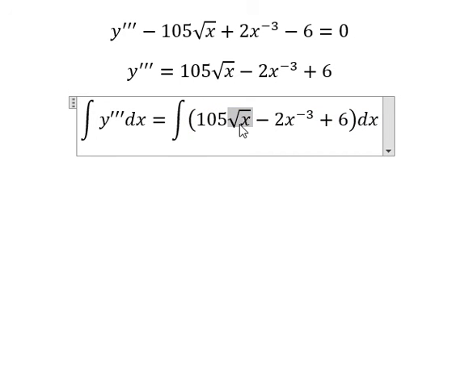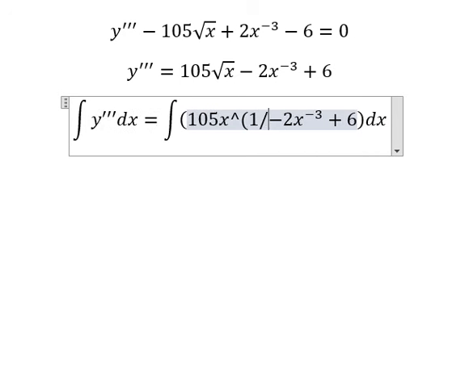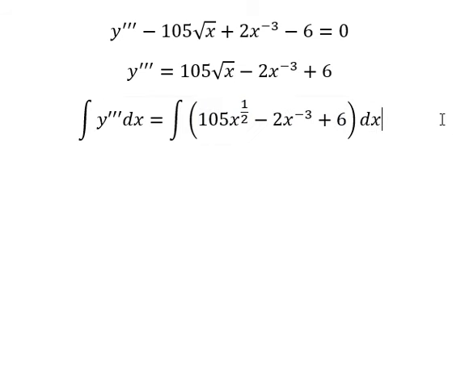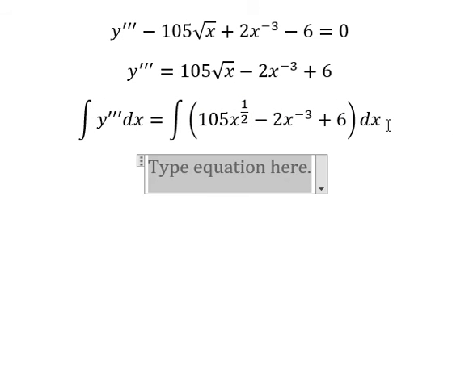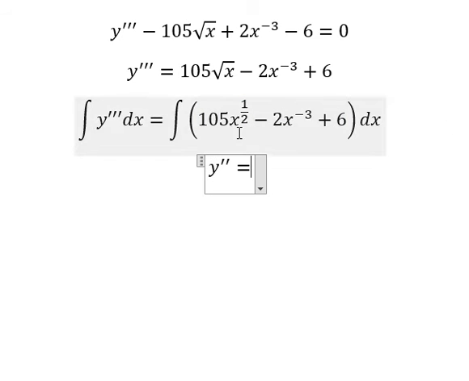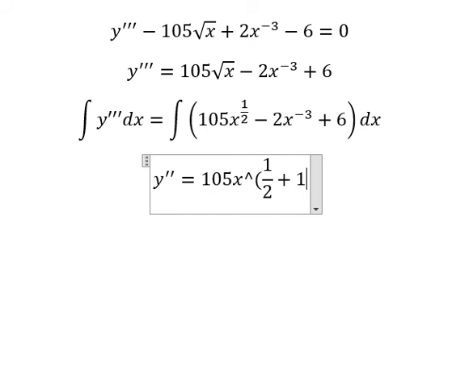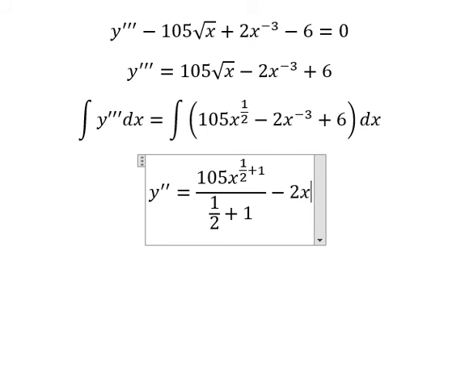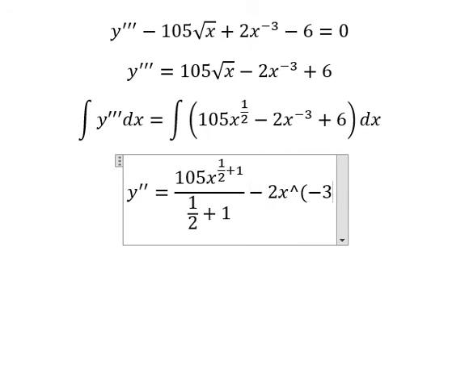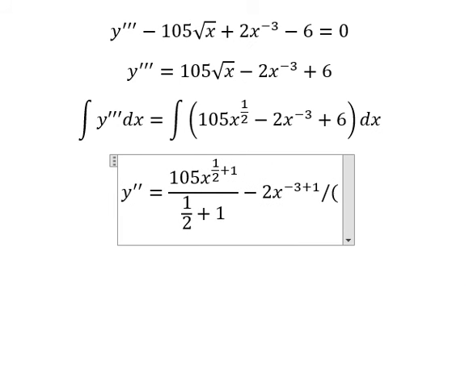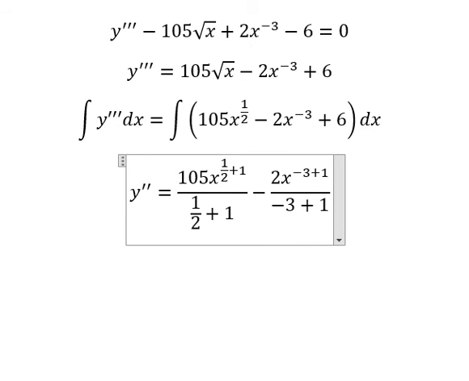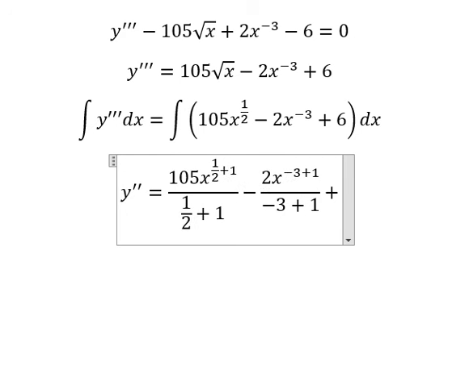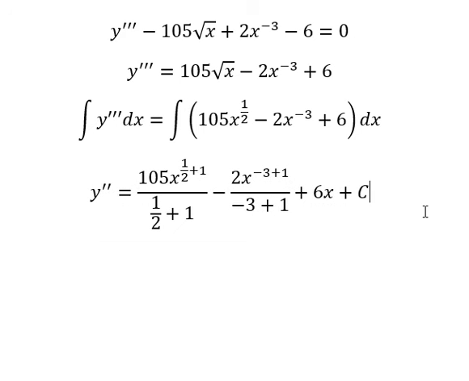We know that the square root of s is s to the power of 1 over 2. The integration of this one you get the second derivative. This one in here we have s to the power of 1 over 2 plus 1 over 1 over 2 plus 1. And the second one is negative 3 plus 1 over negative 3 plus 1. And we have 6s and we put c.